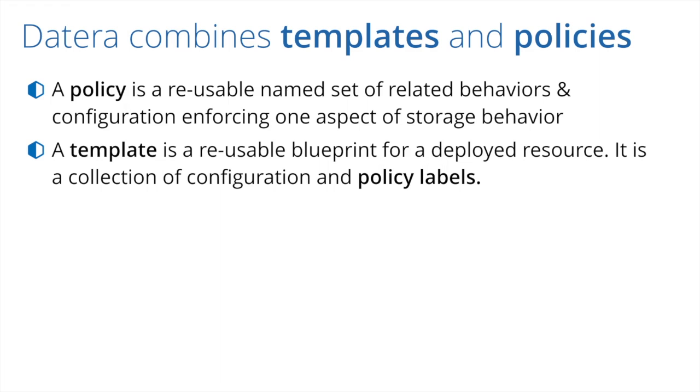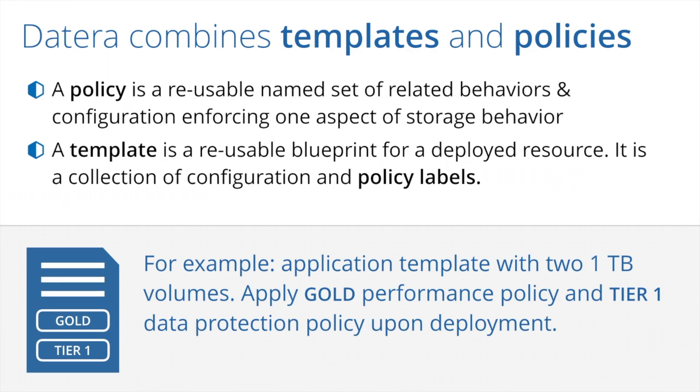So just as an example, you could have an app template that defines two 1 terabyte volumes with a gold performance policy label and a tier 1 data protection policy label. Note that the policies themselves or the configuration that they represent are nowhere in this equation yet. We're talking purely abstract labels here. So this is a model or blueprint that we can then use to deploy storage resources.